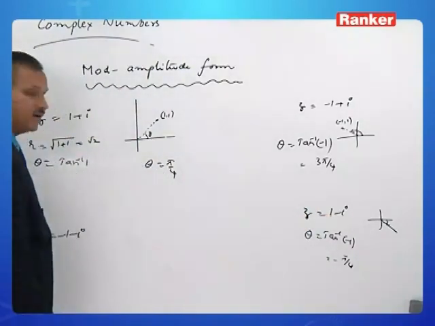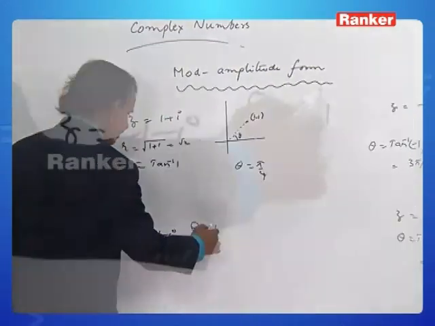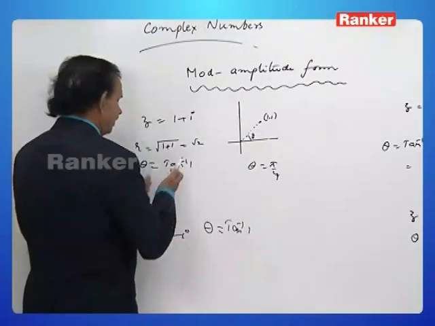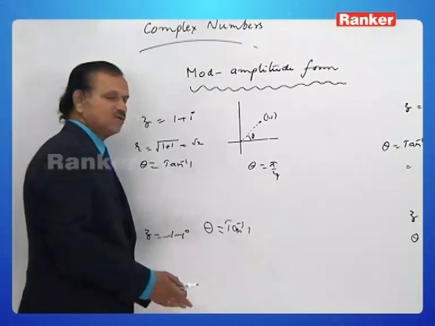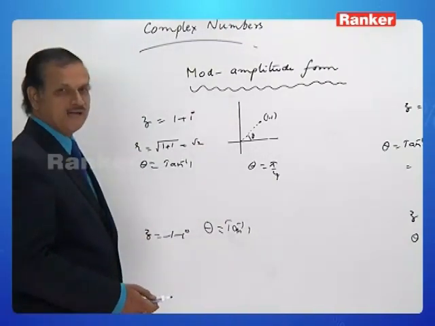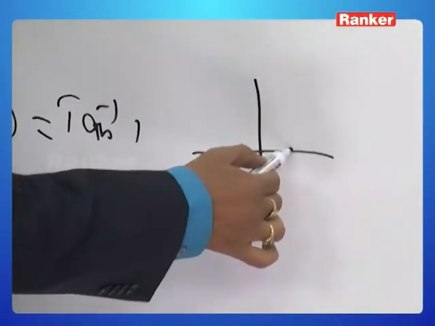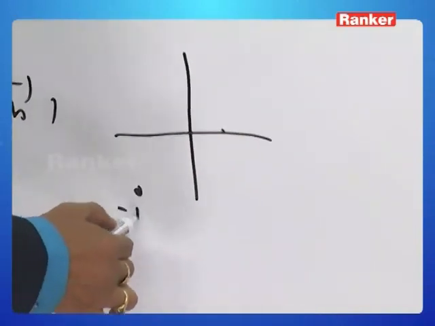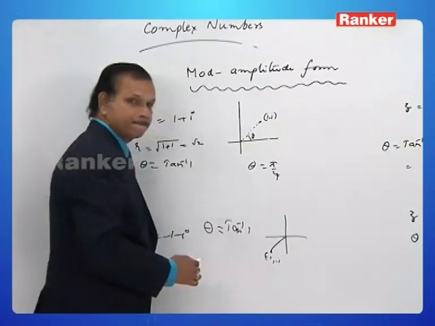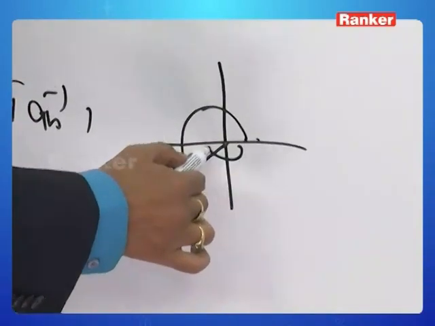Here, in the case of the third quadrant, what is theta? Tan inverse y by x, minus 1 by minus 1, is 1. Here it is tan inverse 1. Here also it is tan inverse 1. How to take the decision? Here the amplitude is pi by 4, whereas what do you say about this? Third quadrant, minus 1 and minus 1. Either this angle or this angle.